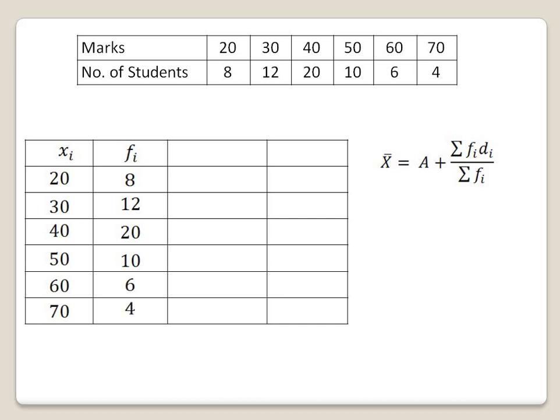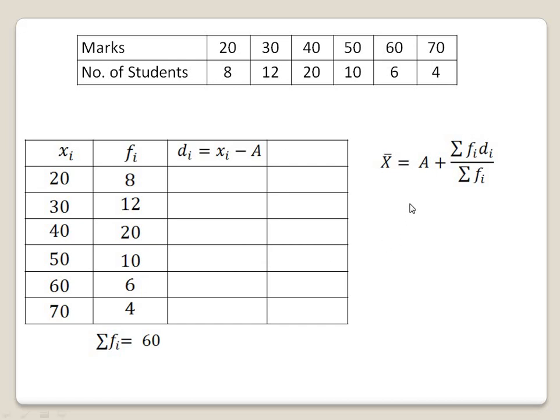First, straightforwardly we can find sum of fi. That means we have to add all these frequencies, that is 8 plus 12 plus 20 plus 10 plus 6 plus 4, and we will get the value of sum of fi as 60. Then for sum of fi into di, first we have to find the deviation. The formula for deviation is xi minus a. Here a is assumed mean.